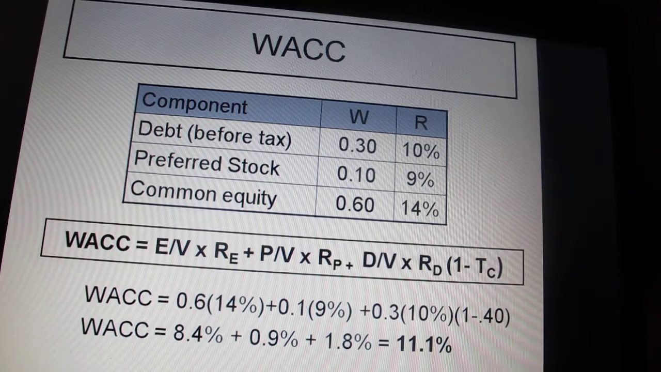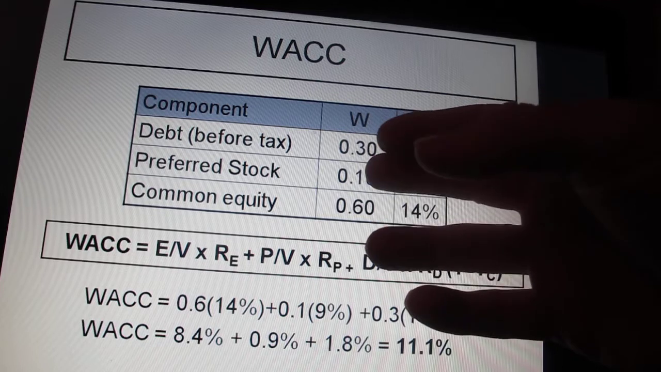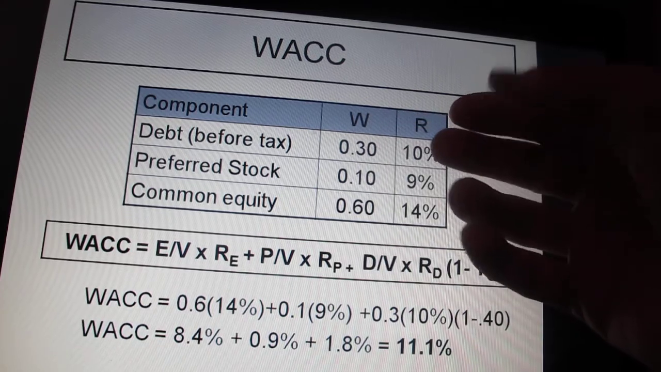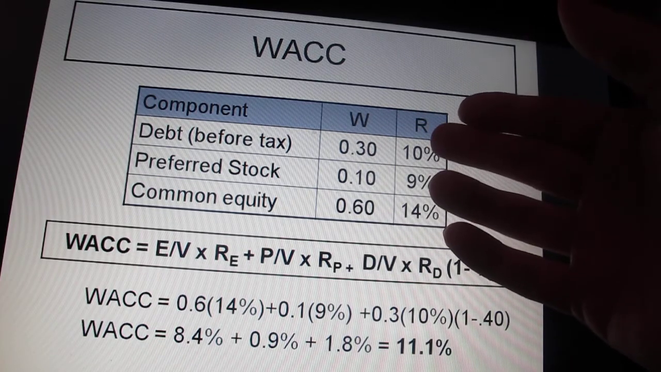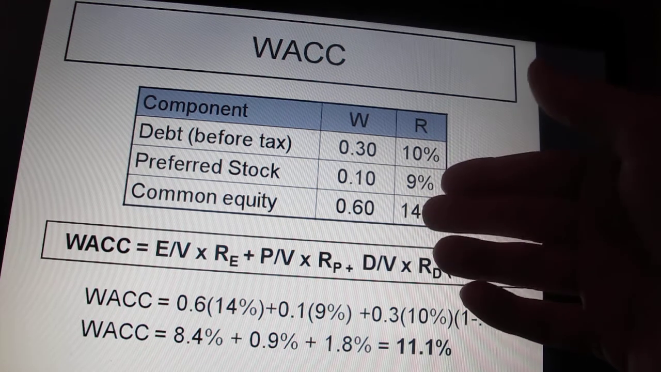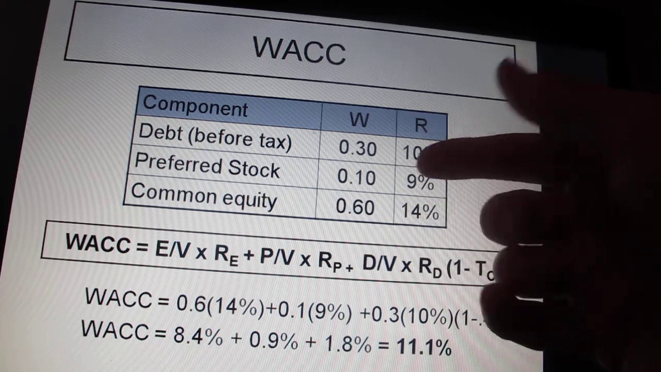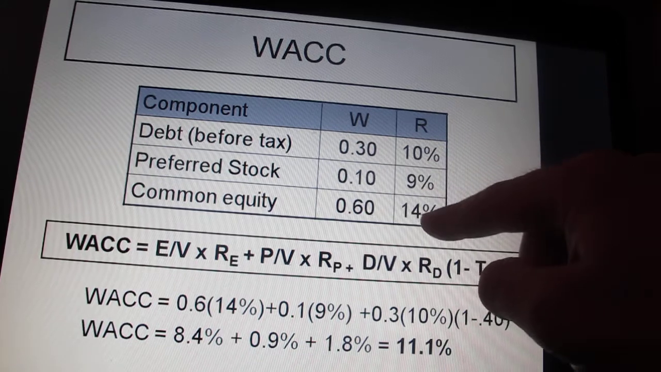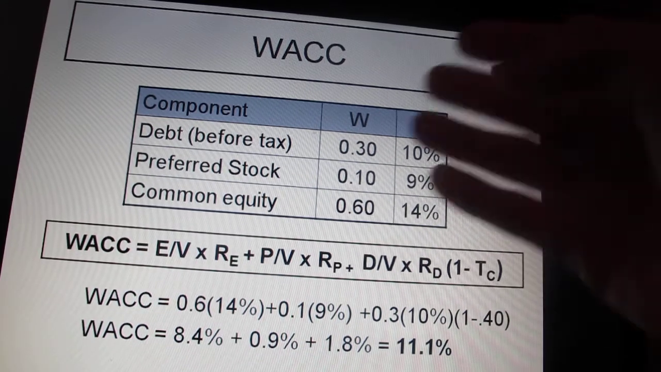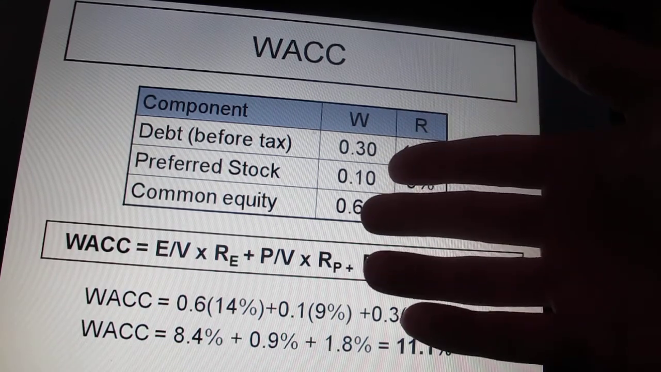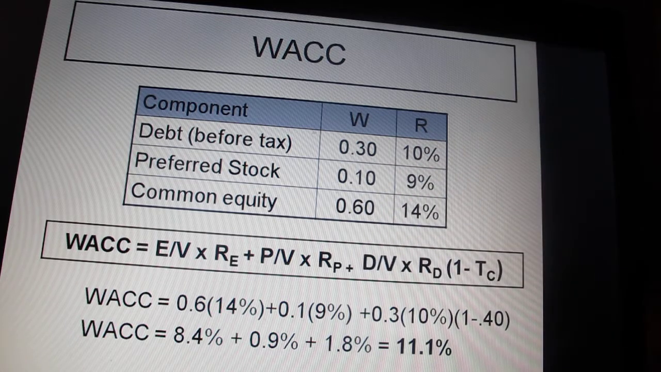So if we did have the following weights, like 0.3, 0.1, and 0.6, for example, and you had the following cost structures here, these are actually the ones we've computed throughout the PowerPoint presentation. So if we did go about plugging all the information in, you'd end up getting 11.1% for your weighted average cost of capital. It's pretty straightforward.